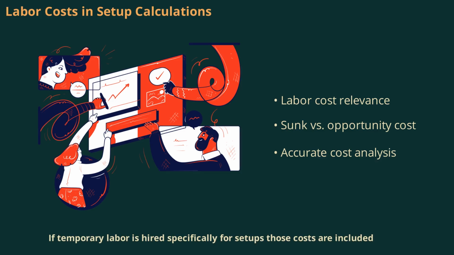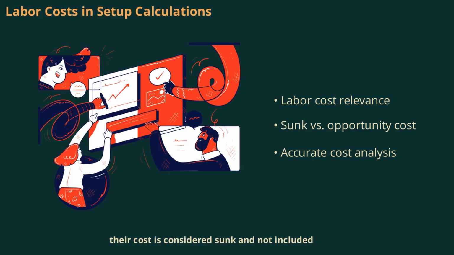If temporary labor is hired specifically for setups, those costs are included. However, if permanent labor is used and will be paid regardless, their cost is considered sunk and not included. If permanent labor is fully engaged elsewhere and additional labor isn't available, the opportunity cost of labor must be factored in. This nuanced approach ensures that only relevant costs are considered in decision-making.